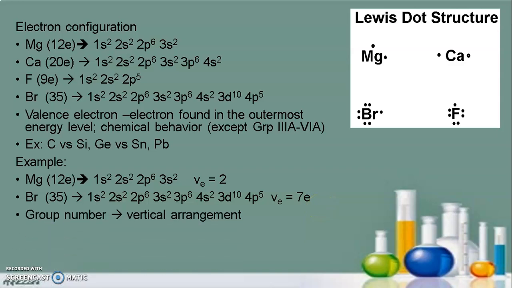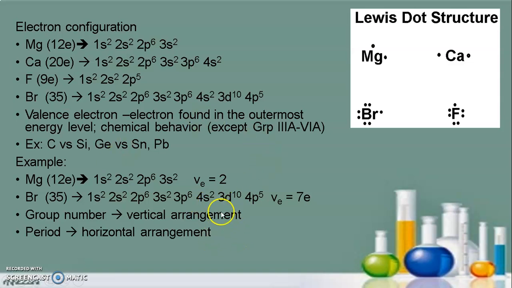The group number of your element is actually the vertical arrangement of your elements. Groups are divided into group 1A, group 2A, and group B elements. For a period, you have the horizontal arrangement of your elements. So how will you locate the period? Simply, you need to look at the highest principal quantum number.